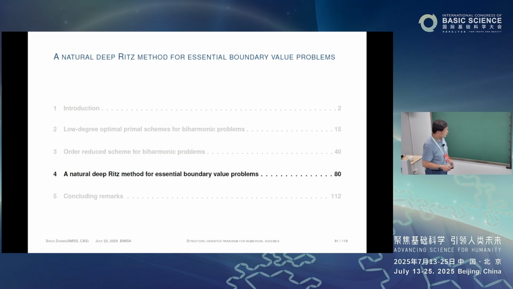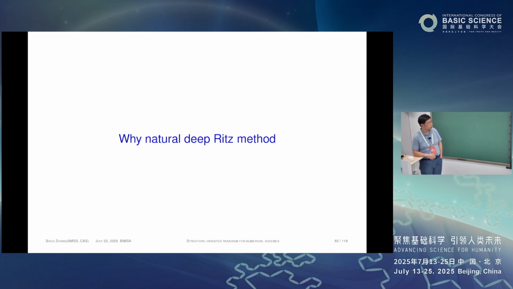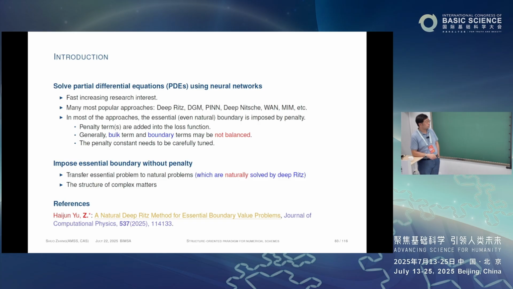Okay. So the last part is the natural deep Ritz method. Deep Ritz is not a finite element method, but it is constructed based on a complex. Let me explain a little bit. Why do we study natural deep Ritz? What is natural deep Ritz and why do we study it?